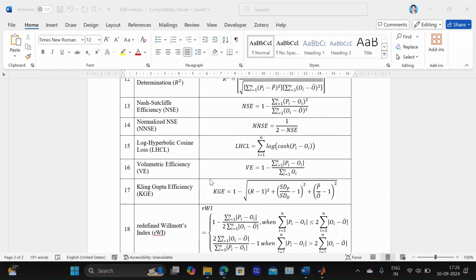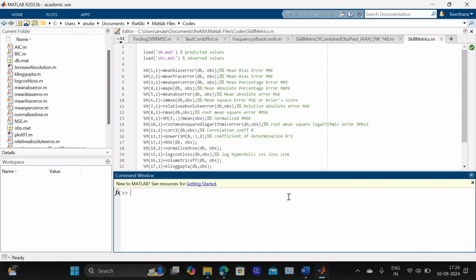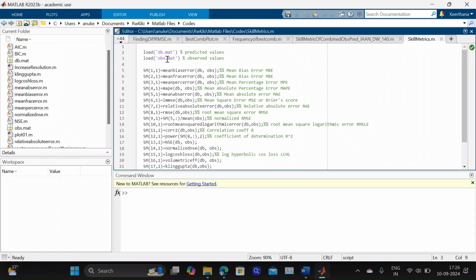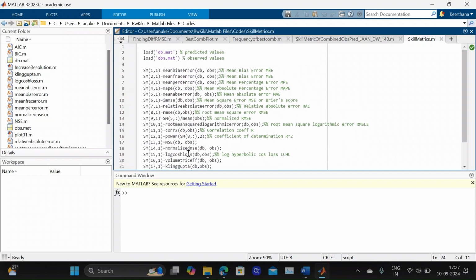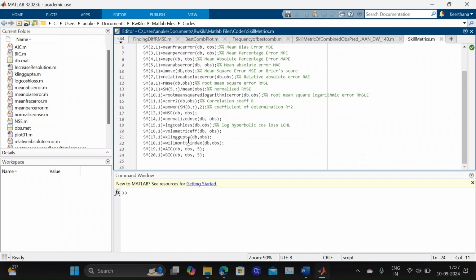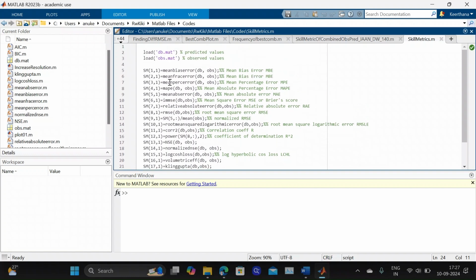Now we'll go for the Matlab code and the implementation. So here I have the observation. This is the observation, and this DB is the prediction. And I have formed all the metrics, so all the 20 metrics. I'll discuss them one by one.